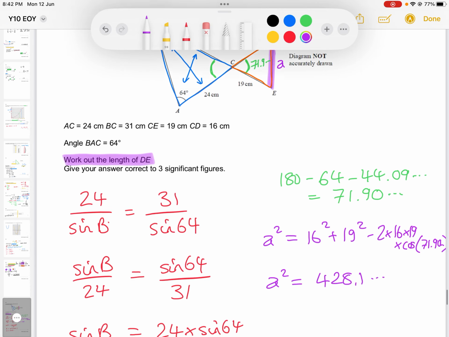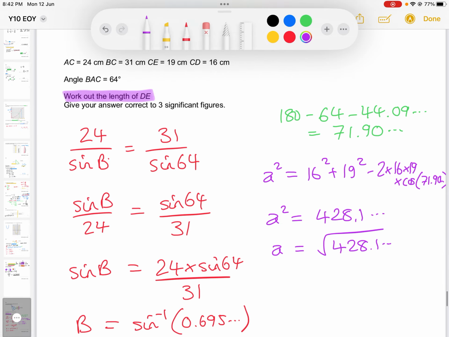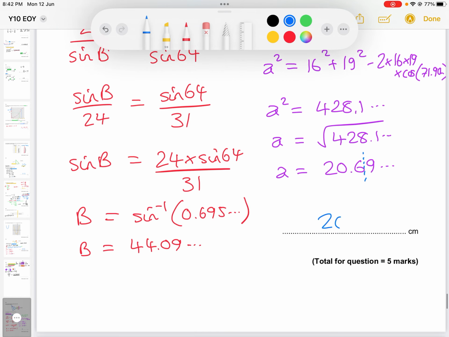When I do that, I get 428.1 and change. I then square root both sides, and from there my calculator gives me 20.69 and change. Correct to three significant figures, we're going to round here, making our final answer 20.7 centimeters. Done.